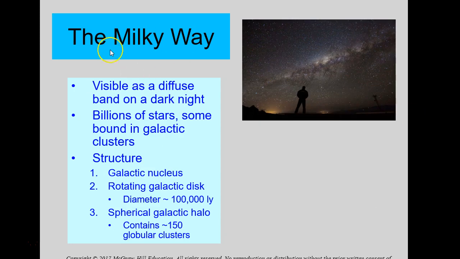So our galaxy is the Milky Way. All right, it's very hard to see. It's as visible as a diffuse band on a dark night. You'd have to be in a really dark place to see this. Okay, you can, in some ways, kind of see it, but this is essentially the galactic center. Right, we're in an arm of a spiral galaxy going around this galactic center.